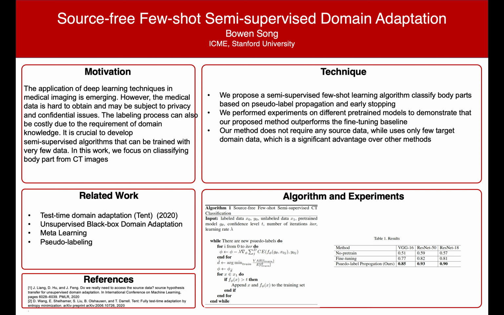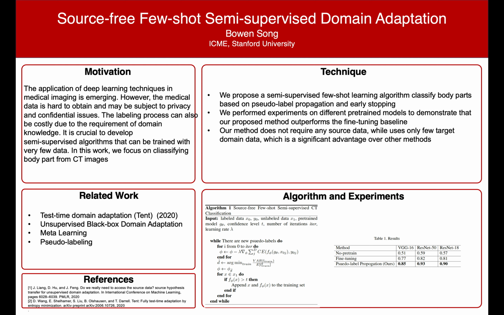In this work, we are focusing on developing a source-free few-shot semi-supervised algorithm to classify body parts from CT images. We propose the semi-supervised few-shot learning algorithm to classify body parts based on pseudo-label propagation and early stopping. We also perform experiments on different pre-trained models to demonstrate the effectiveness of our proposed method, which is shown by the method outperforming the baseline like fine-tuning.